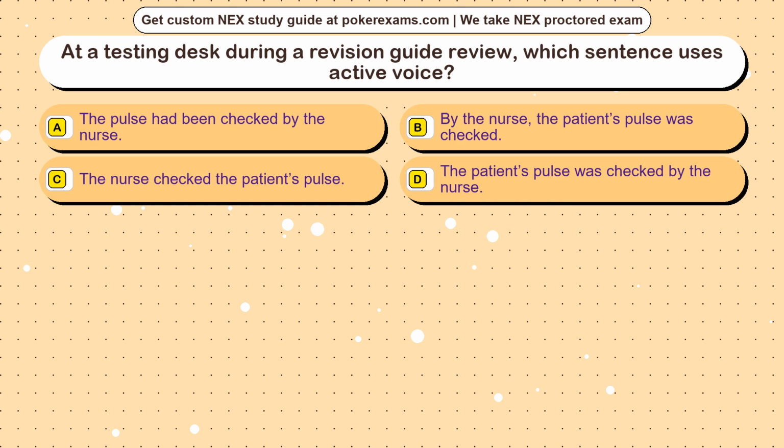Question 23. At a testing desk during a revision guide review, which sentence uses active voice? Option A. The pulse had been checked by the nurse. Option B. By the nurse, the patient's pulse was checked. Option C. The nurse checked the patient's pulse. Option D. The patient's pulse was checked by the nurse.